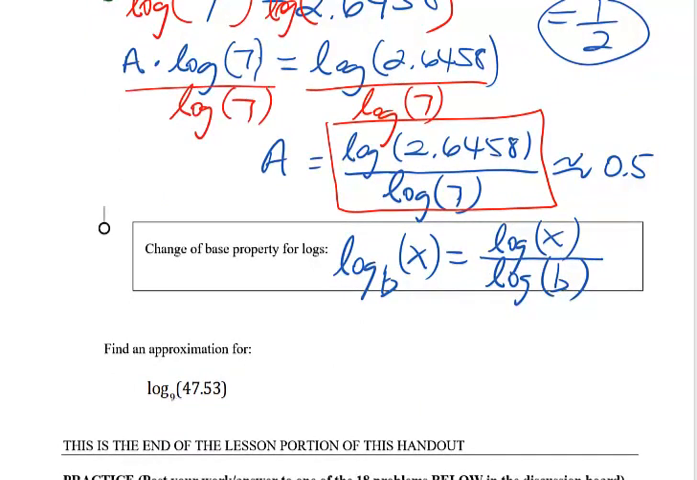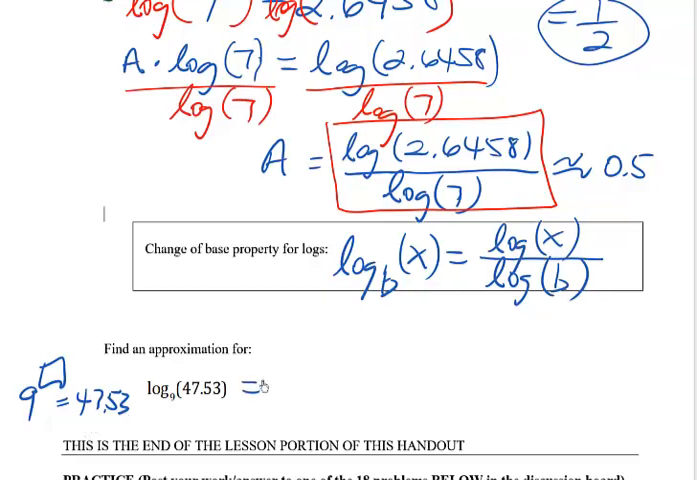Let's finish with this one last example. This has nothing to do with any other problem we've looked at. It's just a fresh example, log base 9 of 47.53. I have no idea how to work that out by hand. I know what it means. It means 9 to the I don't know equals 47.53. Let's see, 9 squared is 81. That's too big. 9 to the 1 is 9. That's too small. That's about all I know.